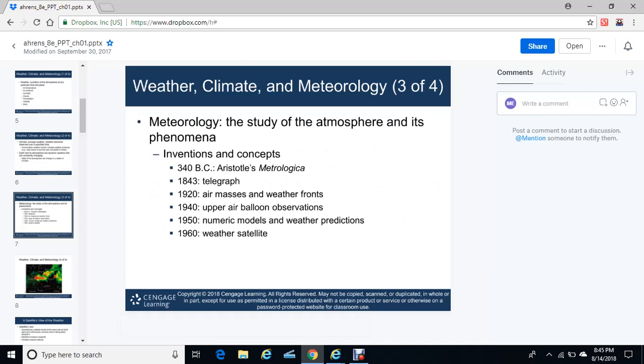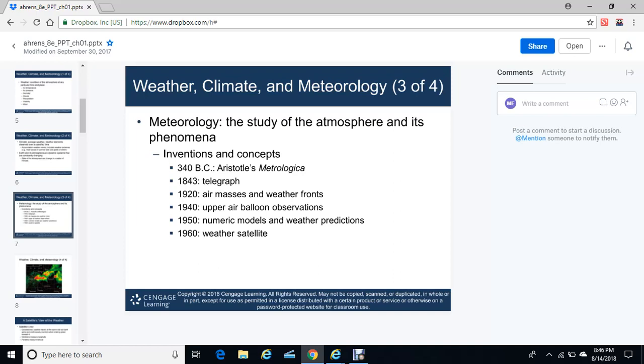Now, what is meteorology? Meteorology is simply the study of the atmosphere and its phenomena. Here's a little history involved with meteorology, including inventions and concepts. In 340 BC, Aristotle came up with the Meteorologica. In 1843, one of the key ways to communicate weather forecasts was through the invention of the telegraph system. In 1920, a major discovery occurred with air masses and weather fronts. The concept of air masses and weather fronts was developed by the Norwegian school.